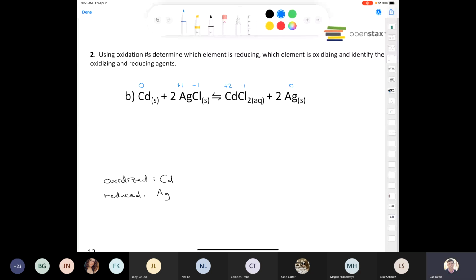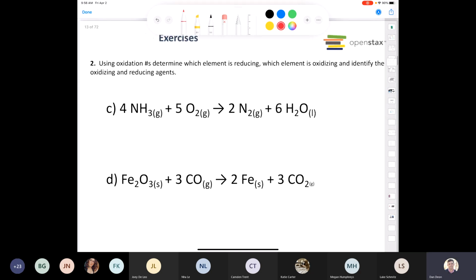There we go. So now we figured out the oxidation numbers of everything. You see that the chloride remains unchanged. It's -1 and -1. So we don't have to worry about that. But the cadmium is going from 0 to 2 plus, right? It's losing electrons, and therefore it is undergoing oxidation. And the silver is going from a +1 to a 0. That means it must have gained electrons, right? So this is reduction.